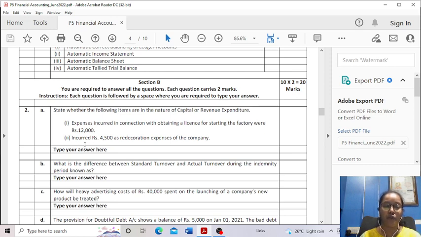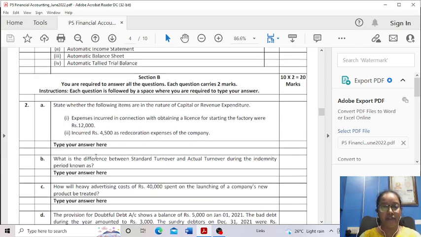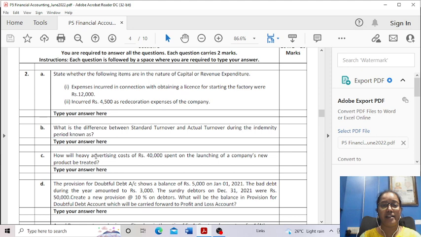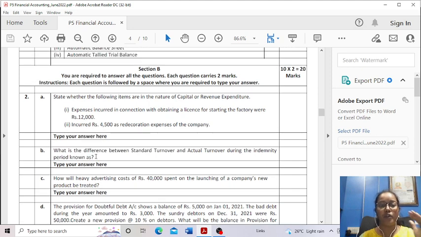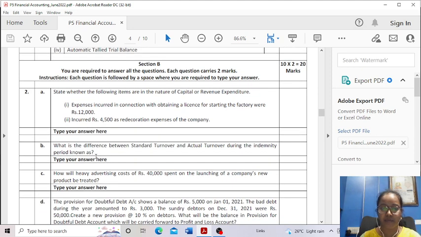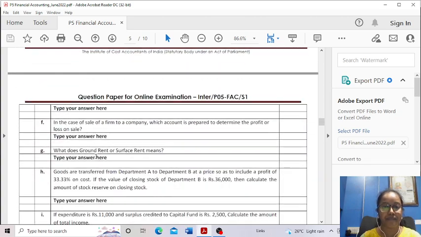Next, point number 2: incurred rupees 4,500 as decoration expenses of the company. These will be recurring in nature, so we classify them as revenue expenditure. Just give your point number 2 and revenue expenditure. So again, in section B, for each question just 1 or 2 lines of answer will be there, and accordingly you are going to type.